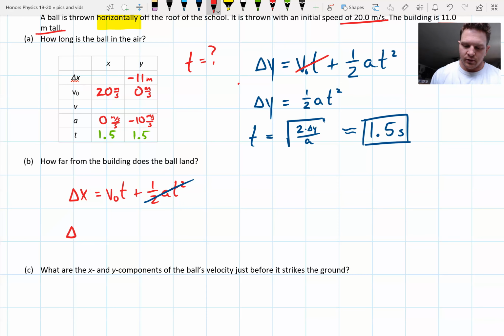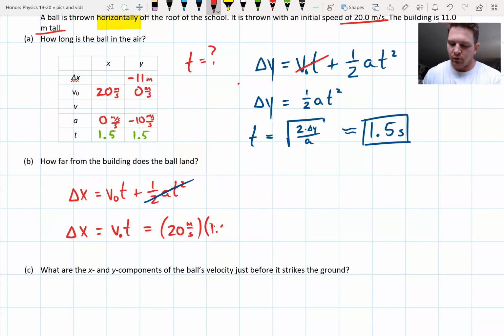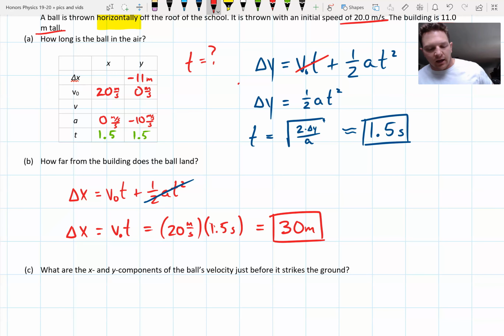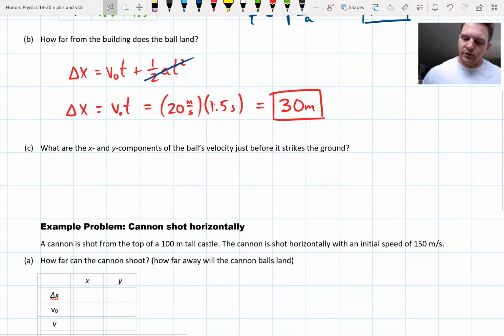We can rewrite that real quick, make it a little nicer. V naught times time. That's all it is. The initial velocity was 20 meters per second in the x direction. We just found the time was 1.5 seconds, which gives us that it went 30 meters.